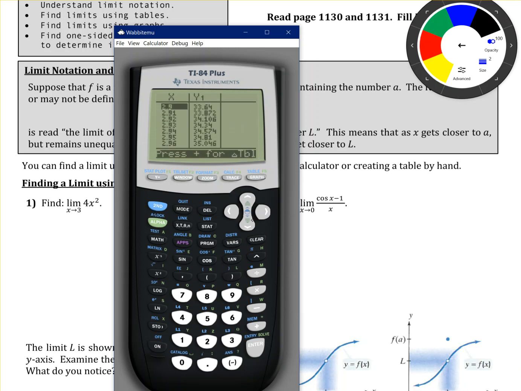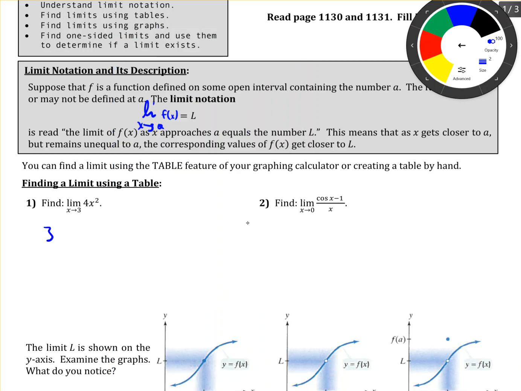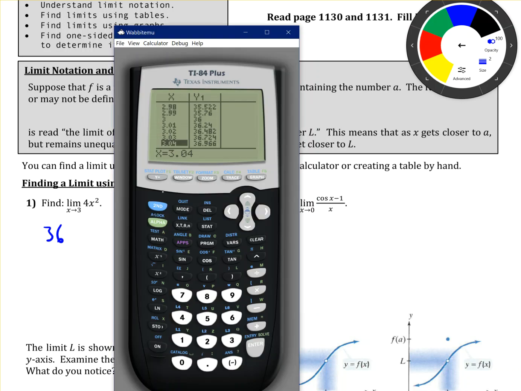If we look at this, as we get closer and closer to 3, what's the y value getting closer and closer to? Well, it looks like it's getting closer and closer to 36, right? So if I were to look at that, I would say this looks like it's 36. Now we haven't proven anything at all right now. We're just exploring to get the idea of what a limit is. But that ends up being the actual limit for sure. But we haven't proven anything yet. We're just exploring.